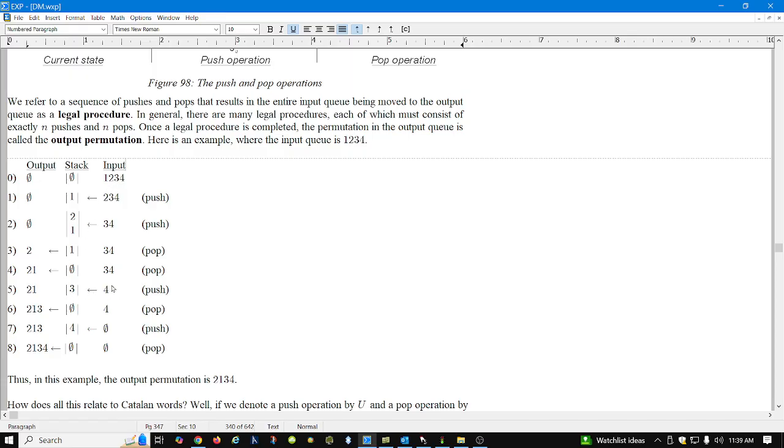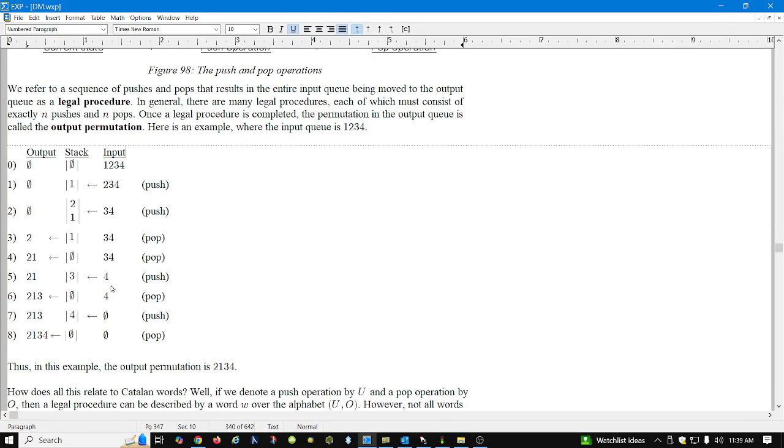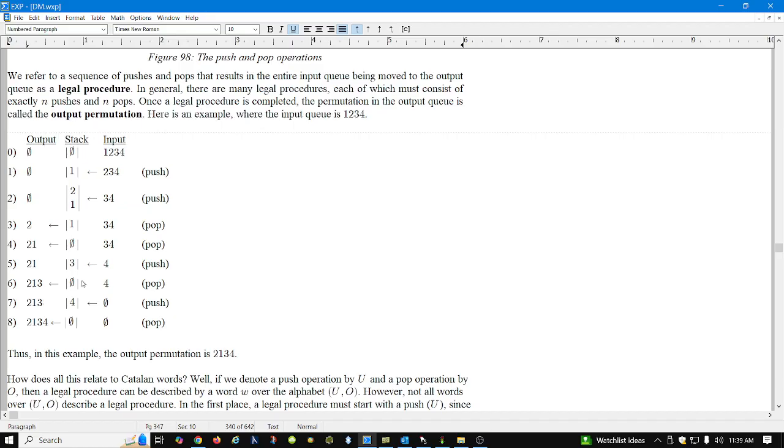Another push operation will move the 3 onto the stack, leaving only 4 in the input queue. A pop will put the 3 on the output queue. At this point, we have no choice but to do a push. I keep saying that, I'm sorry. I did the push onto the stack here. Now I'm doing a pop of the 3 onto the output.